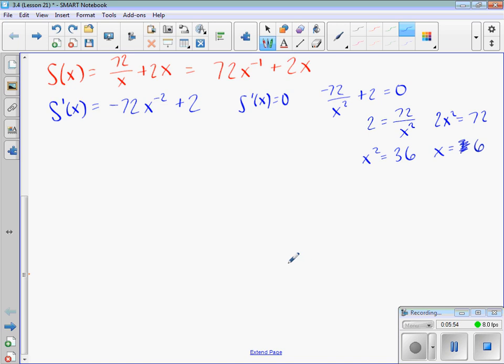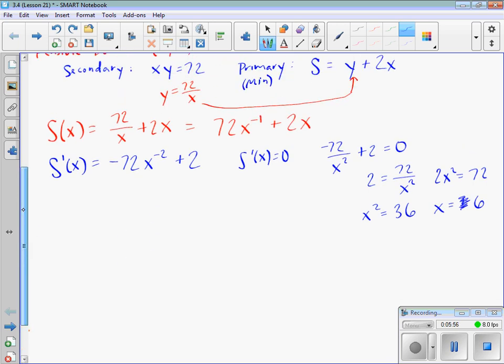And now I want to show that that's a minimum, right? That was kind of the thing here. So let's use the second derivative test because I think it's easier in this case. The second derivative of this is 144x to the negative third. And then what do I do with the second derivative to find if this is a max or a min?